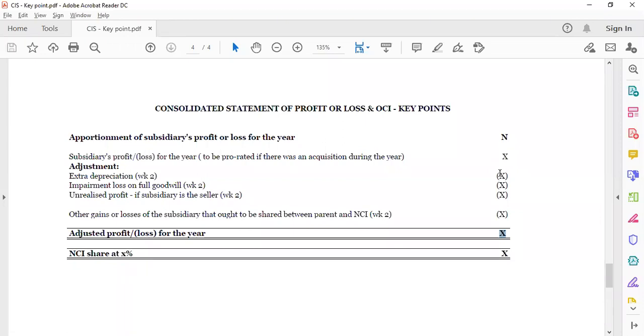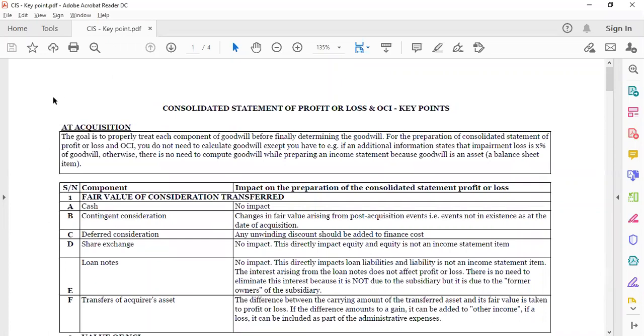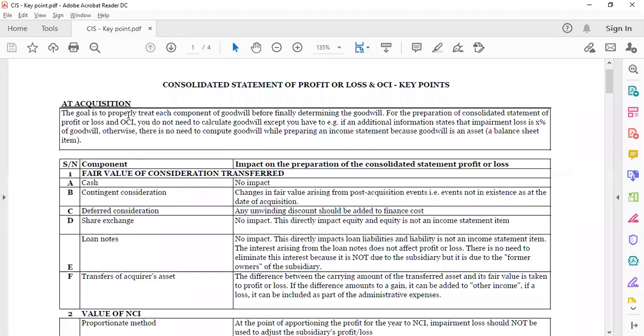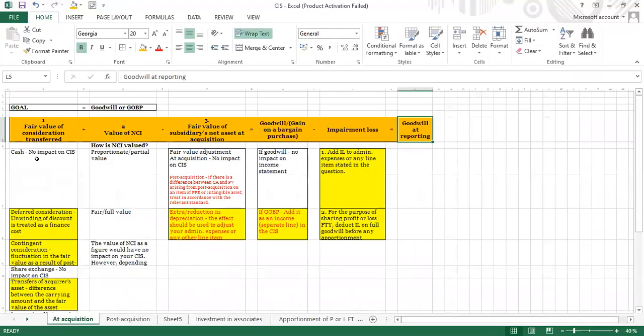So before I round the class up, remember how we started. We said that the typical group accounting question can be broken down into three aspects. We have the storyline at acquisition, and we said that the goal here is towards goodwill or gain on a bargain purchase. We said that when you are calculating goodwill, there are three ingredients you will need. The first ingredient is fair value of consideration transferred. The second one is value of NCI, net asset at acquisition, then goodwill or gain on a bargain purchase.